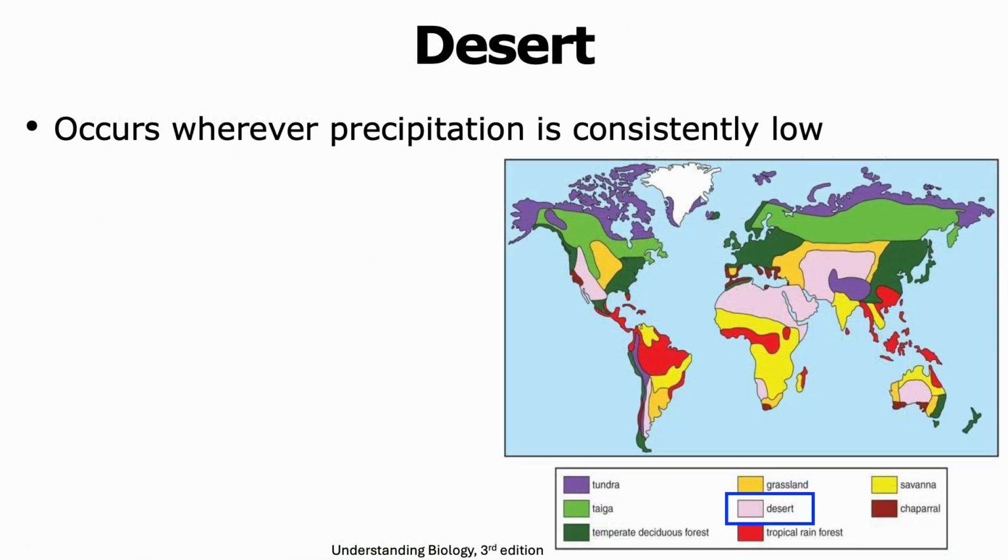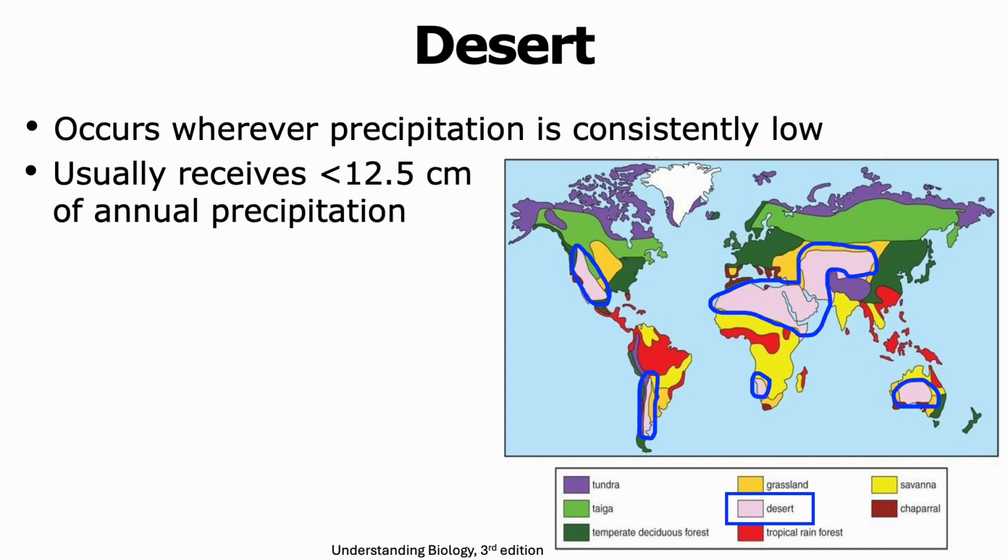Deserts are biomes where the precipitation is consistently low. We can find deserts on almost every single continent. Deserts normally receive less than 12.5 centimeters of annual precipitation, which is on the quite low end.